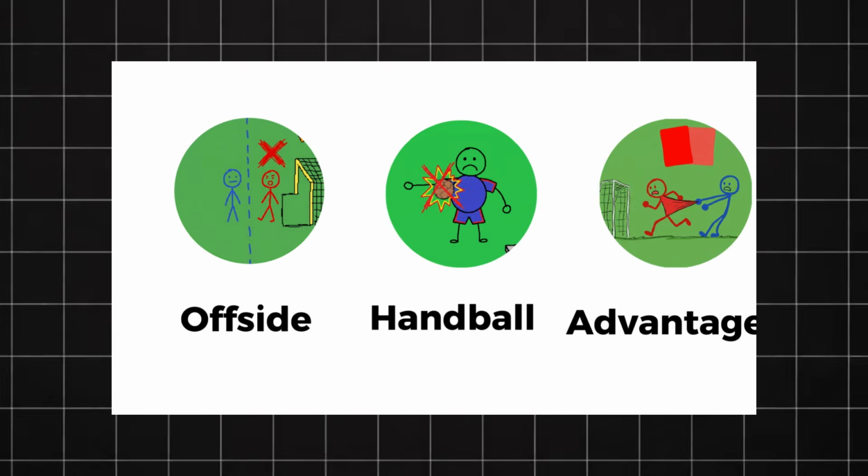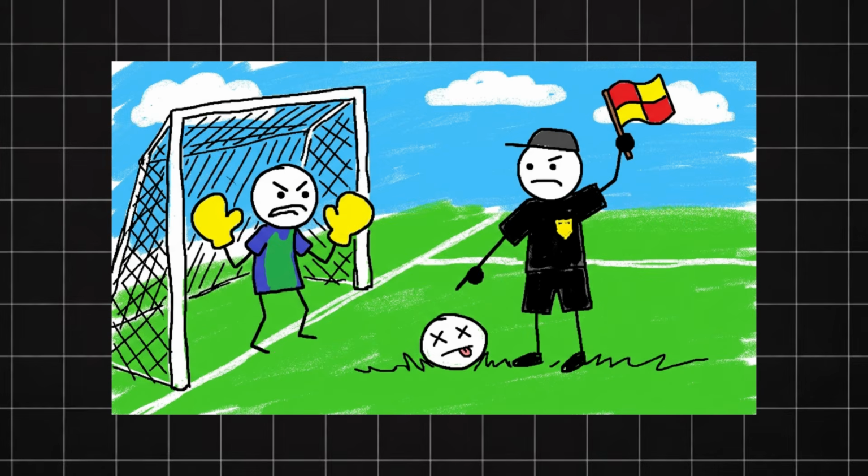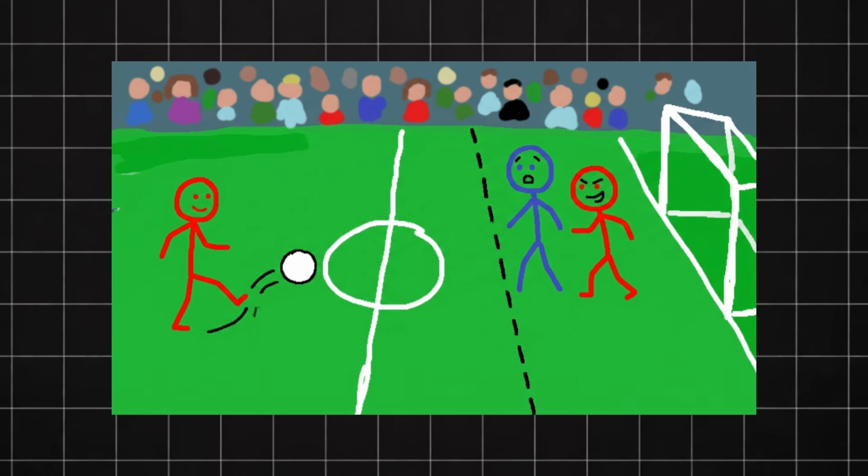The offside rule. Offside is the rule that kills more goals than any goalkeeper ever will. It sounds simple. If you are closer to the opponent's goal.